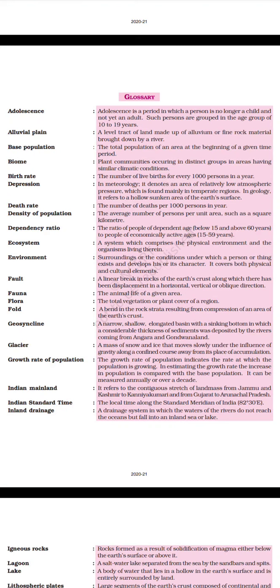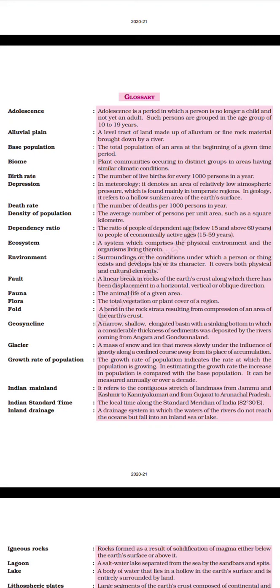Adolescence. Adolescence is a period in which a person is no longer a child and not yet an adult. Such persons are grouped in the age group of 10 to 19 years. Alluvial plain, a level tract of land made up of alluvium or fine rock material brought down by a river. Base population, the total population of an area at the beginning of a given time period. Biome, plant communities occurring in distinct groups in areas having similar climatic conditions.